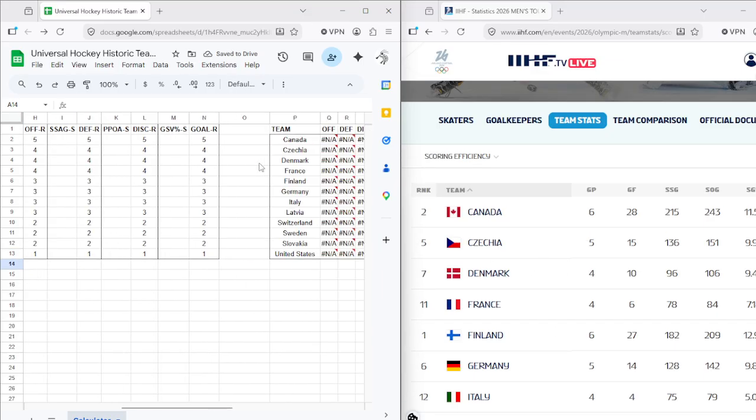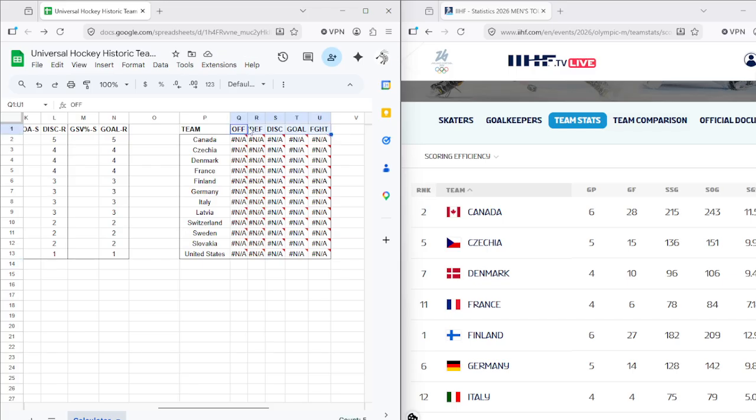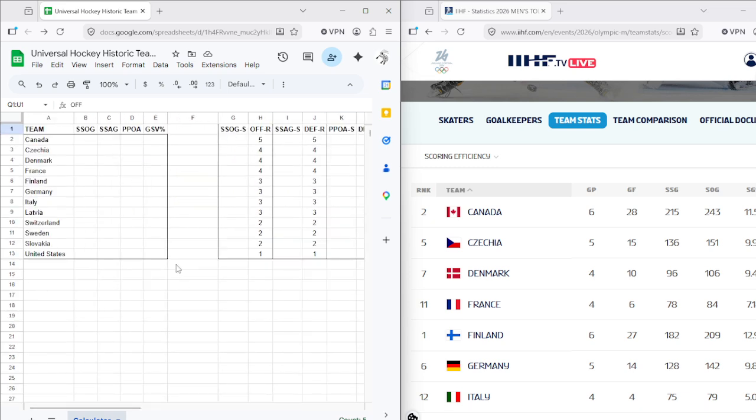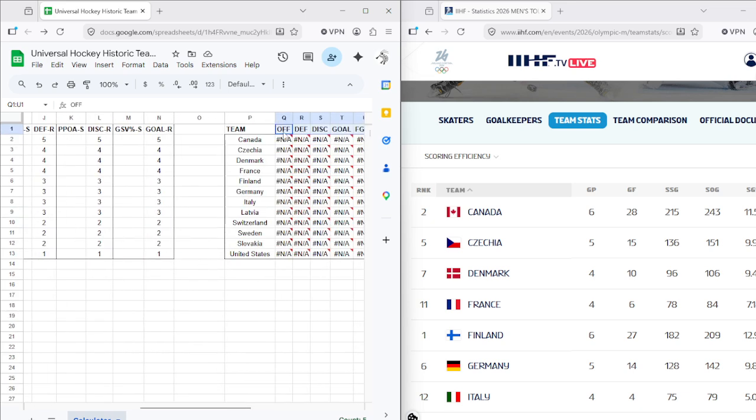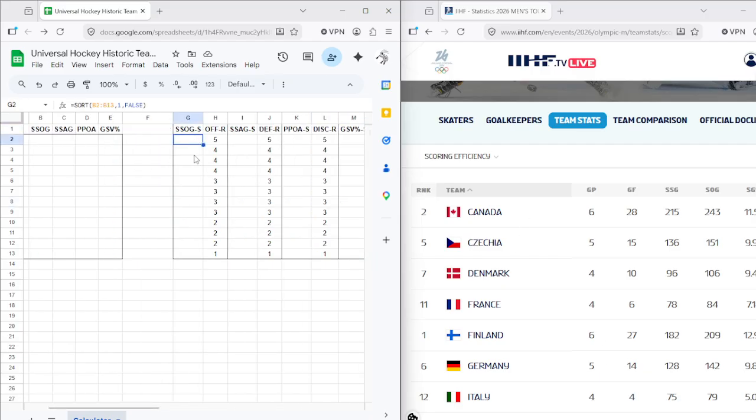Okay, so there are 5 stats in Universal Hockey: offense, defense, discipline, goaltending, fighting. And really simply what we do is we choose a stat for each of these. We sort by it, and then that information gets sorted here, and then that will give us their rating 1 through 5. In general, I like to have fewer 5s and 1s and more 4s, 3s, and 2s in the middle.